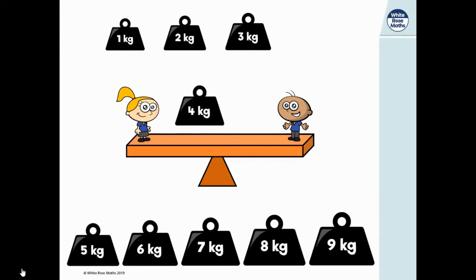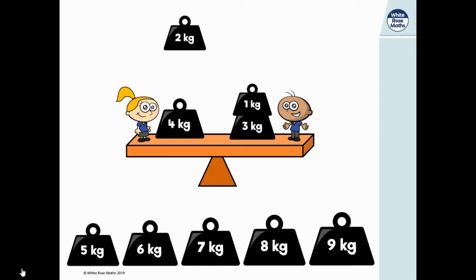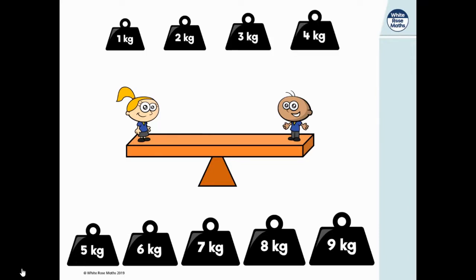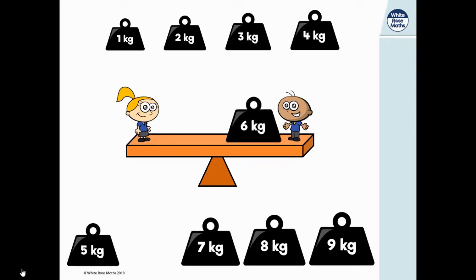That's right. If Eva had the 4 kilogram, Tommy should have used the 3 kilogram and the 1 kilogram. And now the seesaw is balanced. It's Tommy's turn first again, and he places the 6 kilogram weight on his side. Pause the video here to have a think about which weights Eva could use to balance the seesaw. And there's more than one option this time. So once you've found 1, maybe have another look. And once you've found 2, maybe have another look. Good luck!